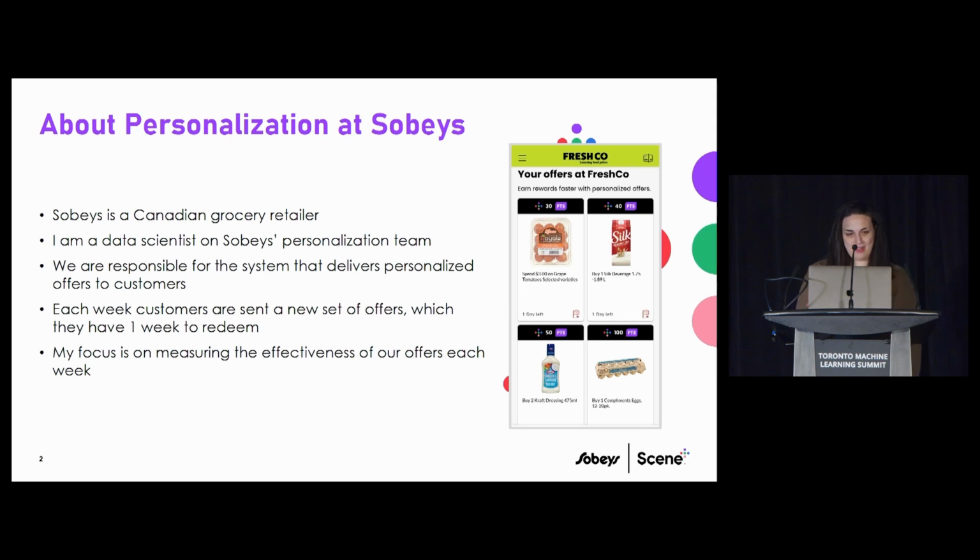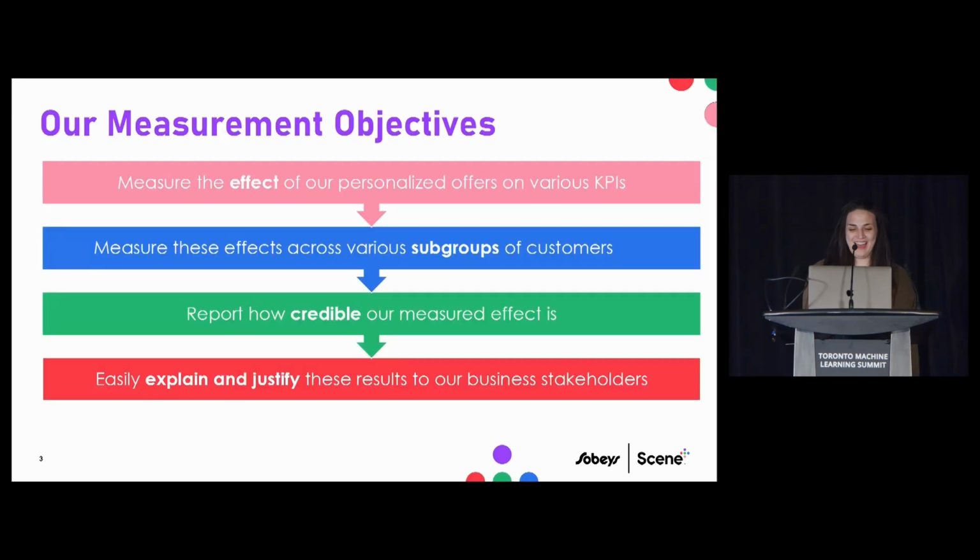So to get a bit more specific, I've summarized our measurement objectives here. First and foremost, we want to measure the effect of our personalized offers in terms of various KPIs, key performance indicators. For people who aren't familiar, that term confused me at first too. This involves answering questions like, do personalized offers result in more customers visiting our stores? And if so, how many? Do personalized offers result in customers spending more? If so, how much? Are we making a return on investment from sending personalized offers?